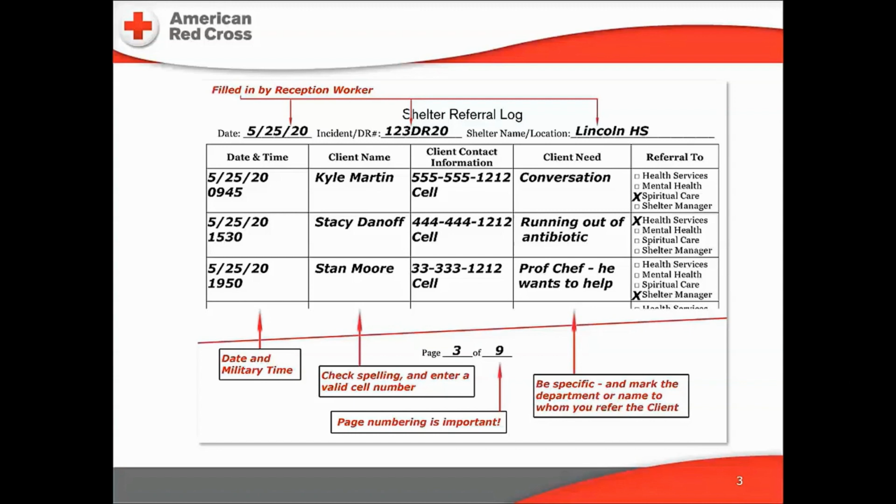There's no column on this form for the name of the shelter staffer doing the referring, nor the name of the person on the support team to whom the staffer talks to initiate the referral. But it's a good idea to add that information to the client needs box. And if you take another line to do that, so be it. This form contains personal and confidential information, and therefore needs to be kept in a secure location.